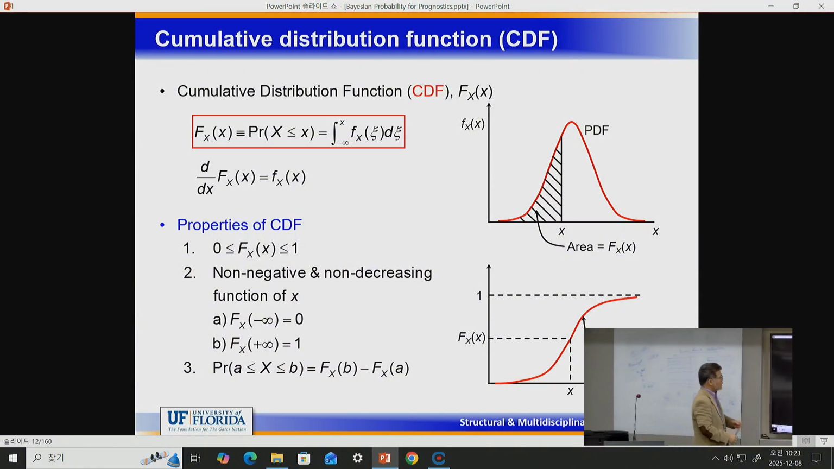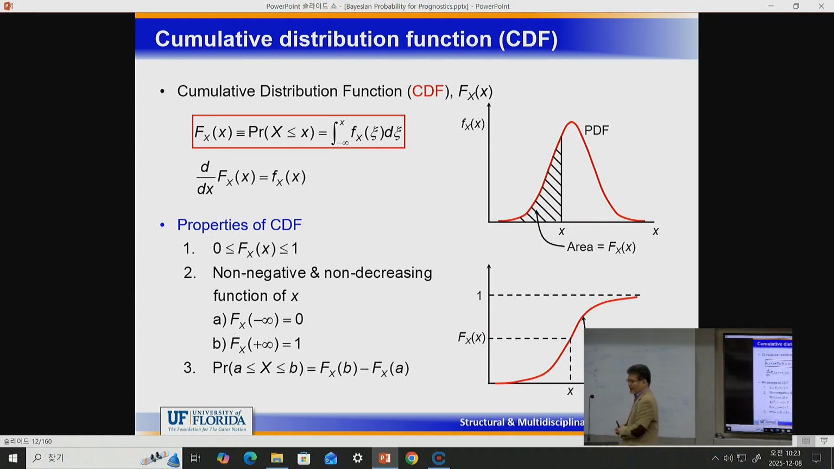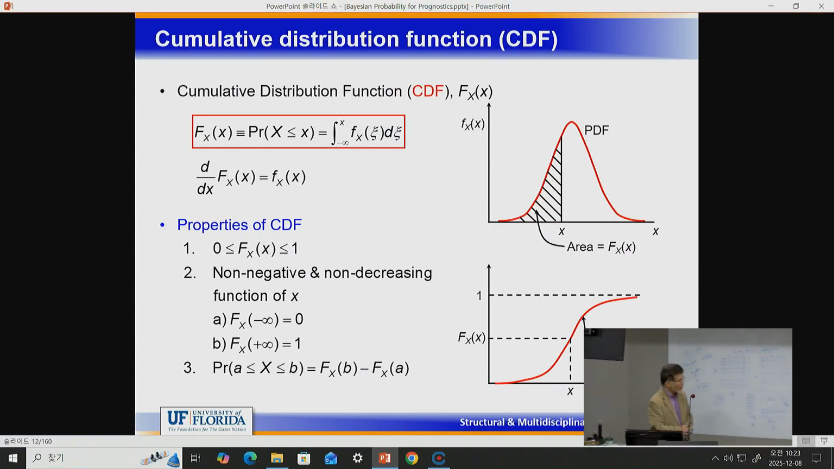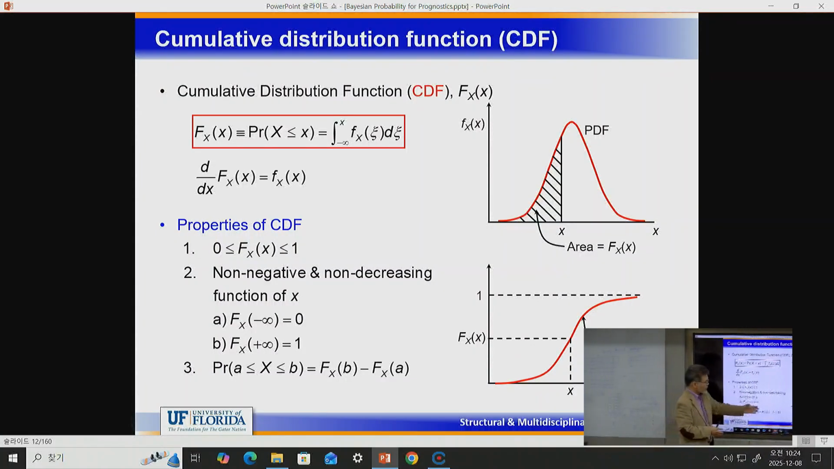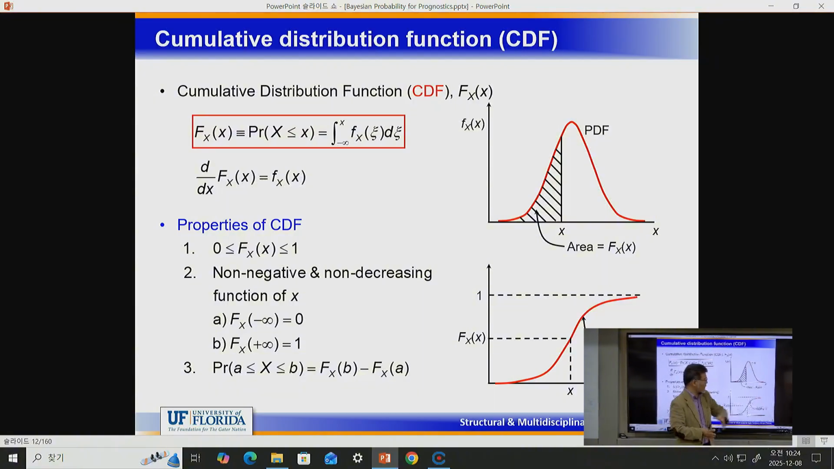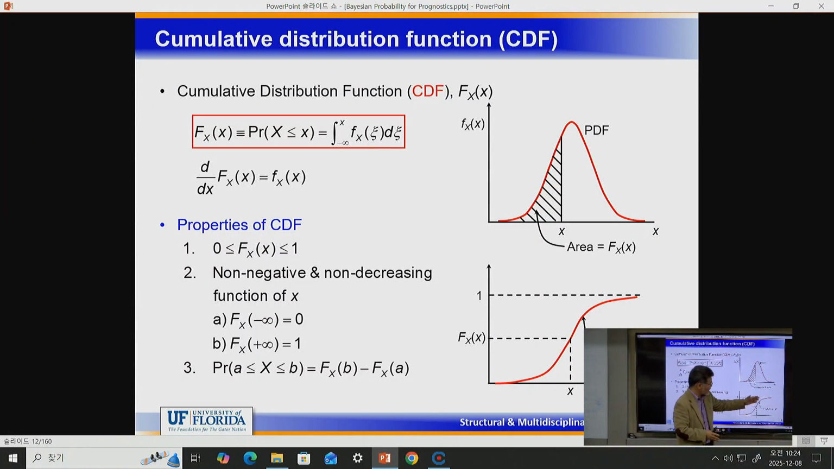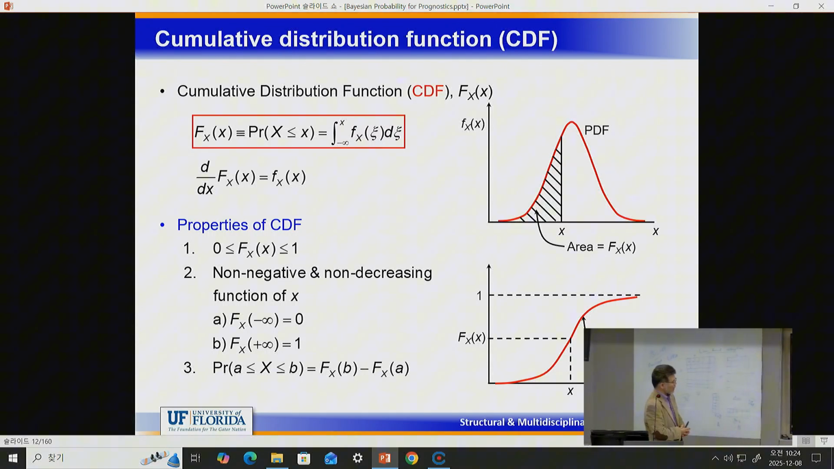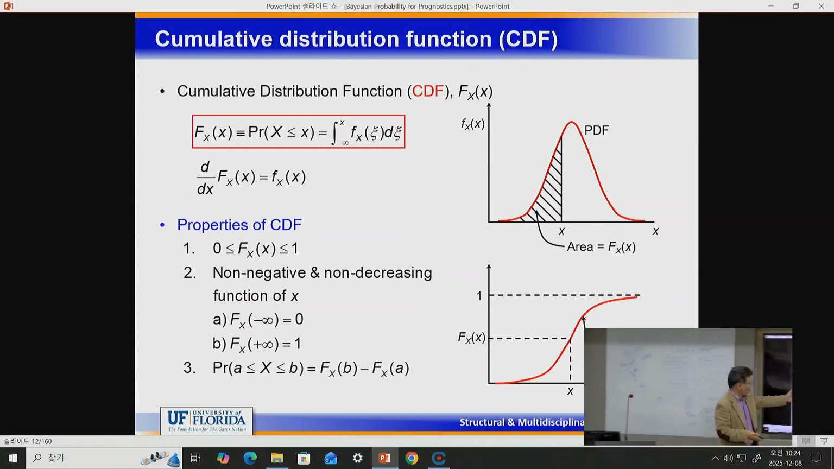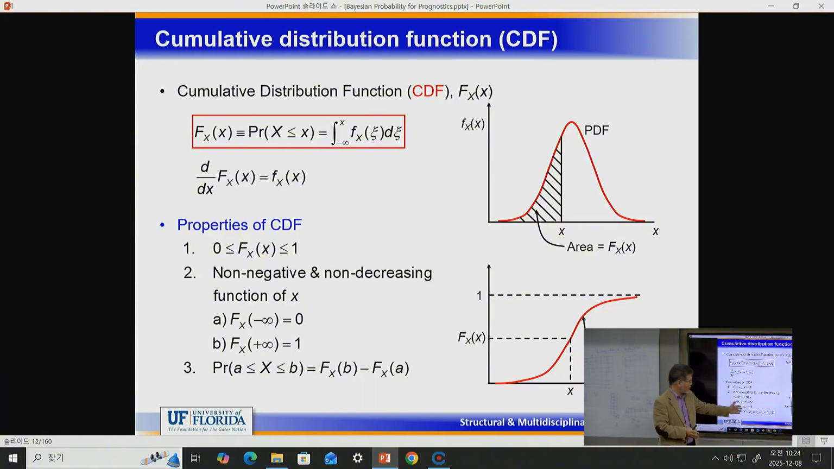Properties: your CDF cannot be negative. Your CDF cannot be greater than 1, because this is a probability. So the maximum of your probability will be 1, and the minimum will be 0. It's non-negative and non-decreasing. It's a monotonic function, so your CDF only increases as your x increases. Normally it lies between 0 and 1, and it shows this logistic curve type behavior. The CDF at negative infinity will be 0, and the CDF at positive infinity will be 1. And the probability between a and b is the difference between two CDFs.